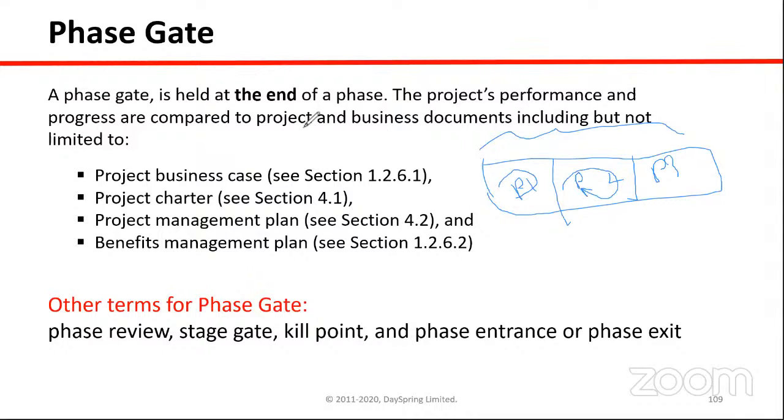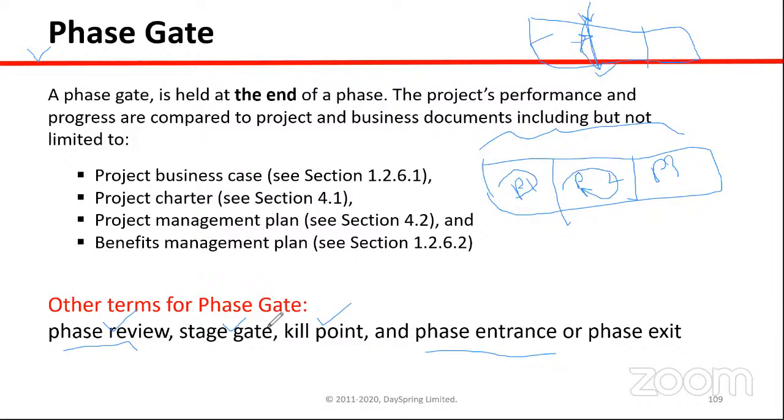Okay. All right. So another definition we need to understand is the phase gate. What is a phase gate? A phase gate is held at the end of a phase. Say there are 3 phases in our project. When we are completing one phase, that end part is known as the phase gate. Sometimes it's also known as a milestone. The phase gate is also known as phase review, stage gate, kill point, phase entrance, or phase exit point. All right, so the phase gate is the end of a phase.